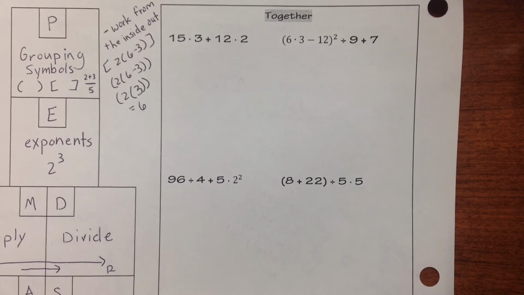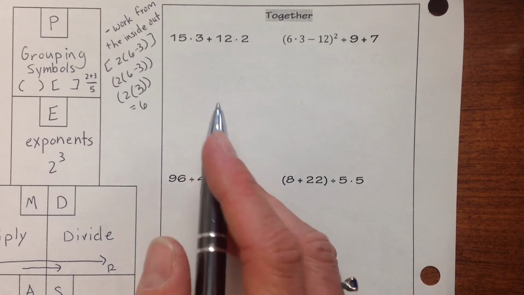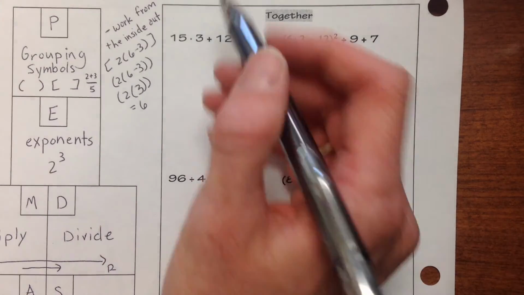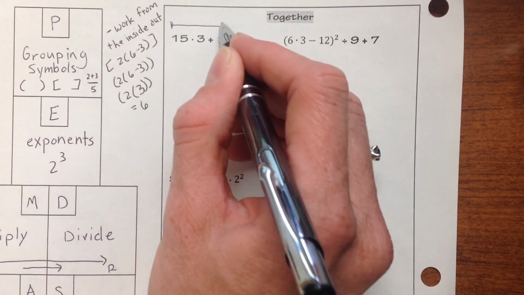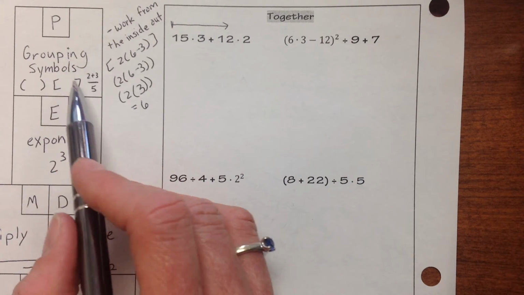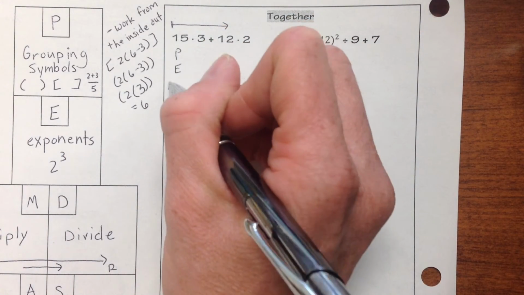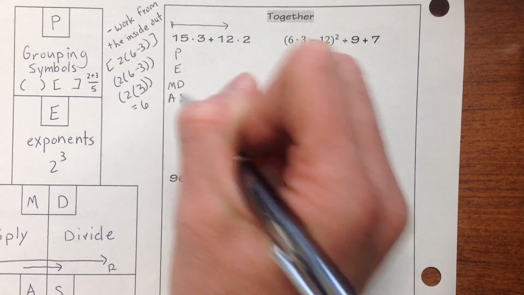Together, we're going to look at these 4 problems, and then I'm going to have you pause and try some on your own. So here's the question. Remember, we always start on this side and move this way when we're looking at our multiplication and division. First of all, I look at this and I say, okay, I'm going to write my PEMDAS here so that we can check off.